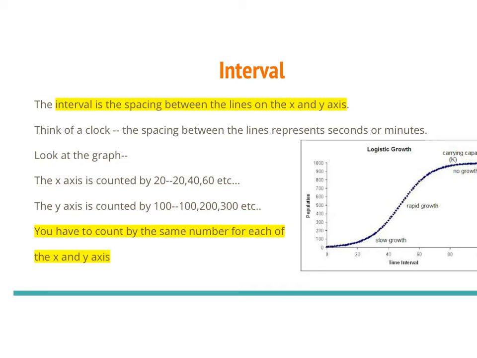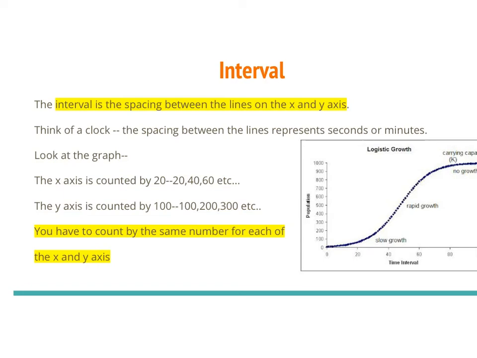So if we look at the graph on the right and we focus specifically on the x-axis, which is the bottom one, the line that goes horizontally, you can see that it's counting by 20s, where we start with 0 seconds, then 20 seconds, then 40 seconds, then 60 seconds, then 80 seconds, and so forth. So it's counting by 20s: 20, 40, 60, 80. Okay? If we look at the y-axis, the one that's going vertically up and down, it's counting by 100s. So we got 0, 100, 200, 300, 400, 500, 600, 700, all the way up to 1,000, going by 100s.